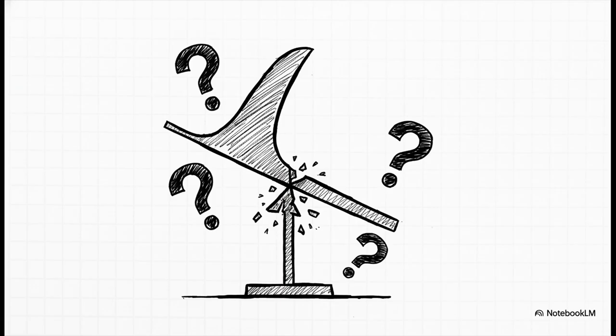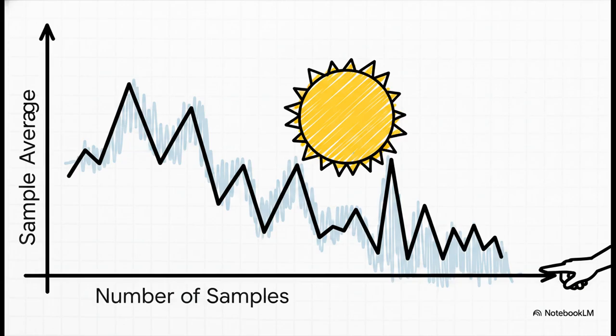Okay, get ready for this because this is where things get really, really weird. For some of these distributions, like the infamous Cauchy-Lorentz, the problem isn't just that the average is hard to pin down. The problem is a true average literally does not exist. It's mathematically completely undefined. Just let that sink in for a second.